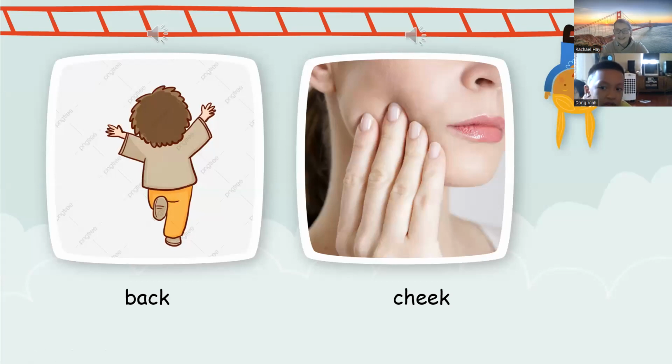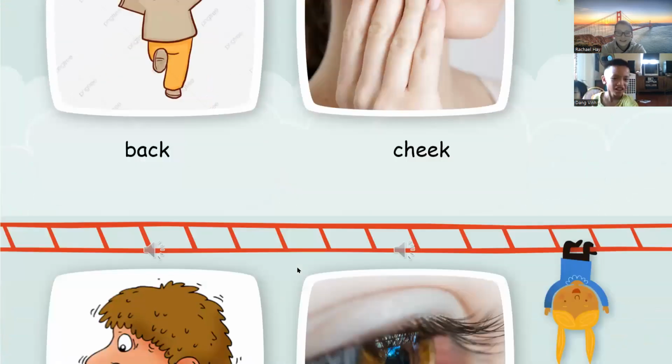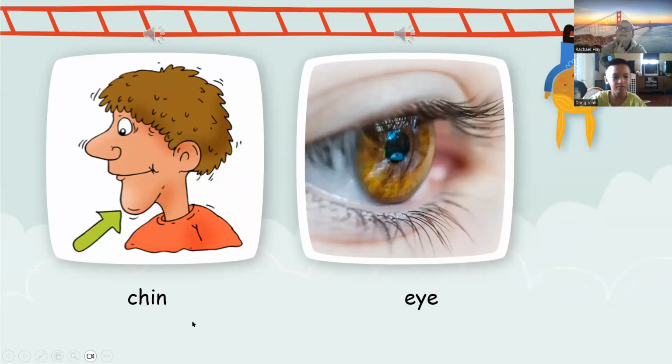Okay, so let's learn. What is this? What does this say? That's a back. Good. What is this? It's a cheek. Good. And this? It's a chin. And then this? Here's the word here. E Y E. It's an eye.